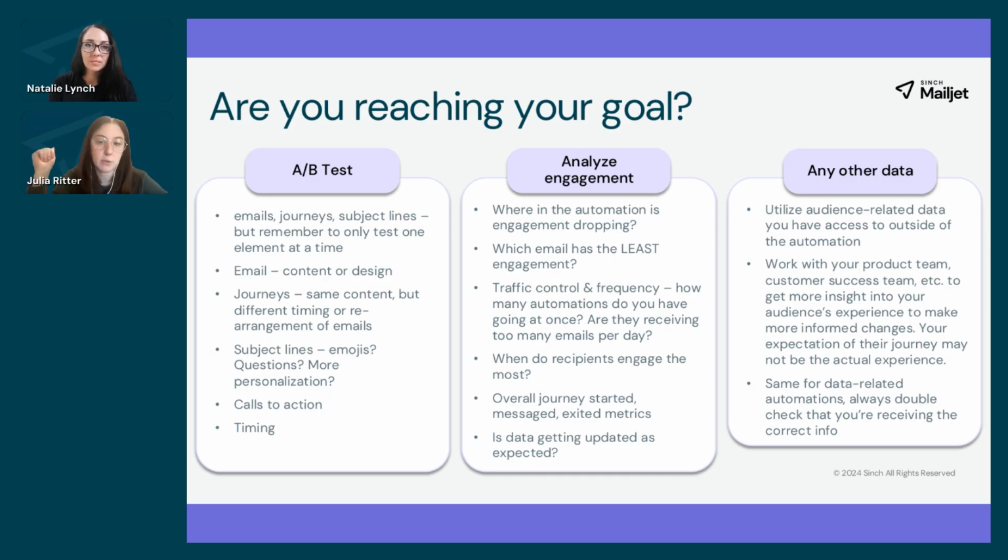Like Natalie said, same for data-related automations. Always double check that you're receiving the correct information. If you have new events coming in, make sure they're working properly. Test it yourself. It's also vital information for the opposite side, right? She'll come to me, but I'll also go to her and say, hey, I'm getting this feedback. What are you seeing on engagement? Talk to me about this. It helps make your product, your service, whatever you're doing, a little better every day by staying really engaged with that automation without having to manually hit send.